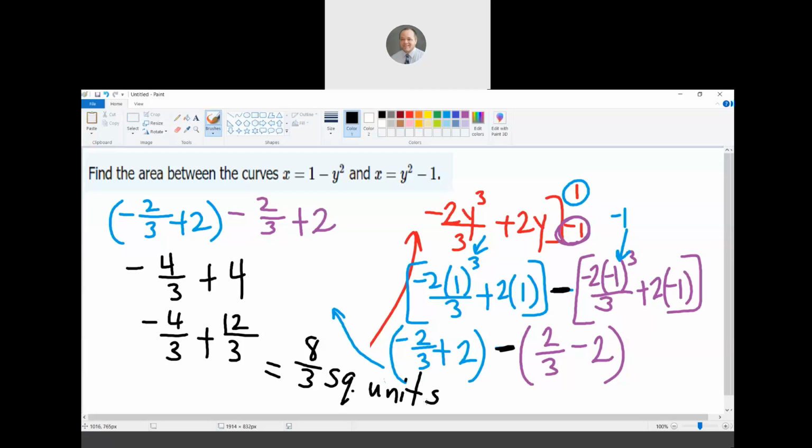By the way, if you get a negative area, you need to check your setup because for most of the problems, you should get a positive area. Are there any questions about finding the area under a curve or between curves?